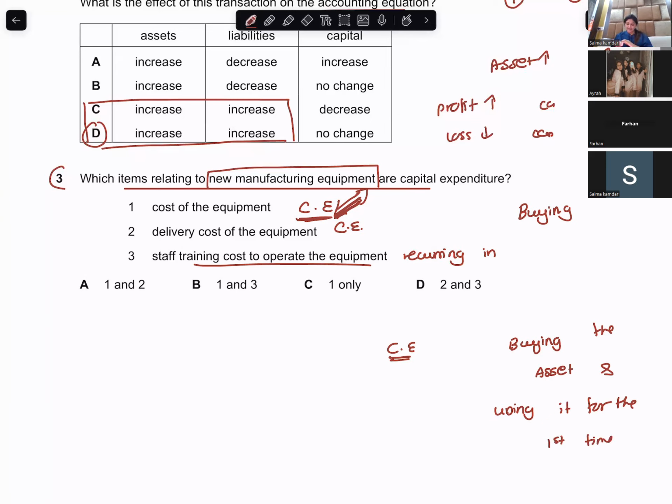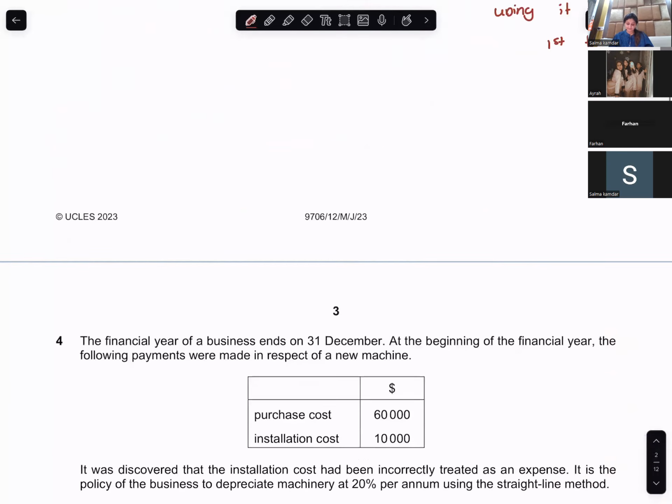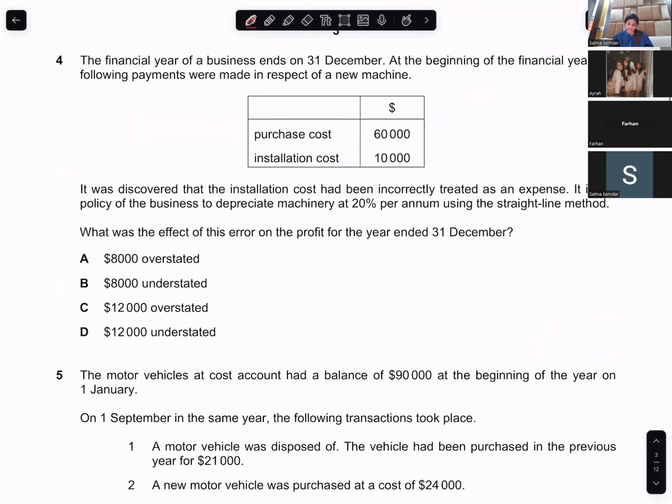When the asset is delivered, even the installation would be a capital expenditure. Staff training cost to operate the equipment: when you already start using the equipment, after that you're going to train your staff. So this is revenue expenditure. So it's 1 and 2. Yeah, let's go to the next one.